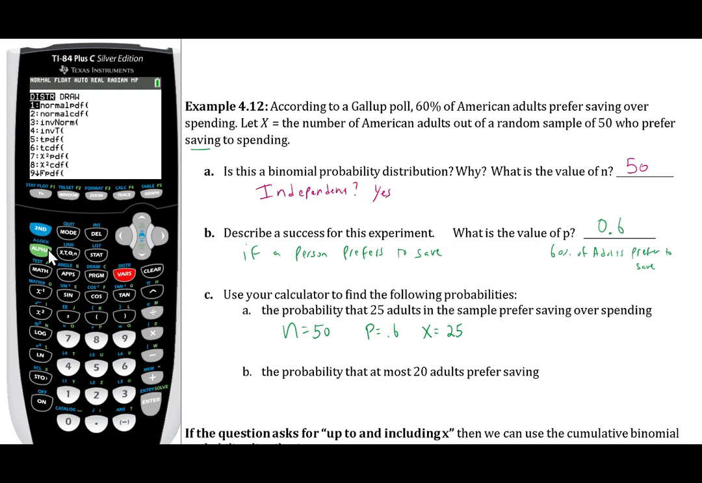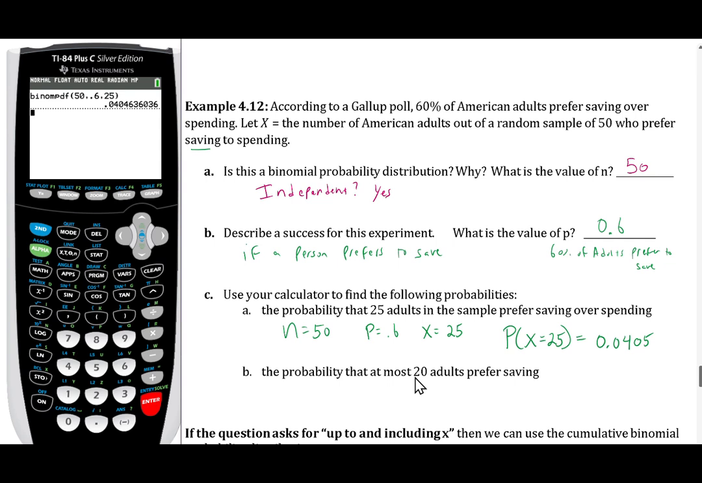Second vars, alpha A. We now have 50 people in a sample. The probability of success is 0.6, and the number of successes we are looking for is 25. Press enter, and we get the probability that X equals 25 is 0.0405. Again, rounding to 4 decimal places. Not too bad.